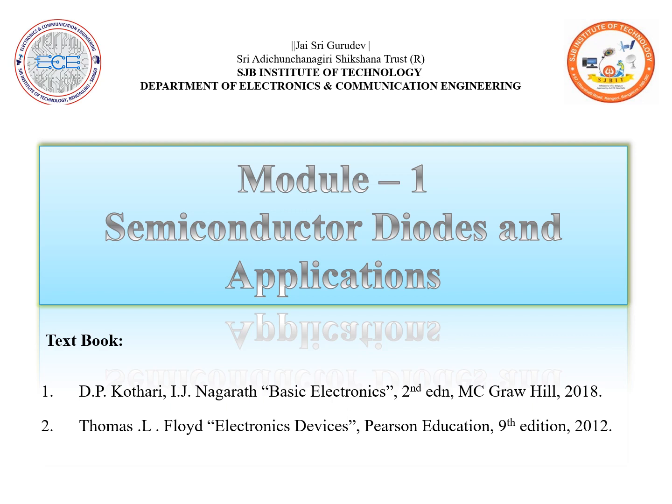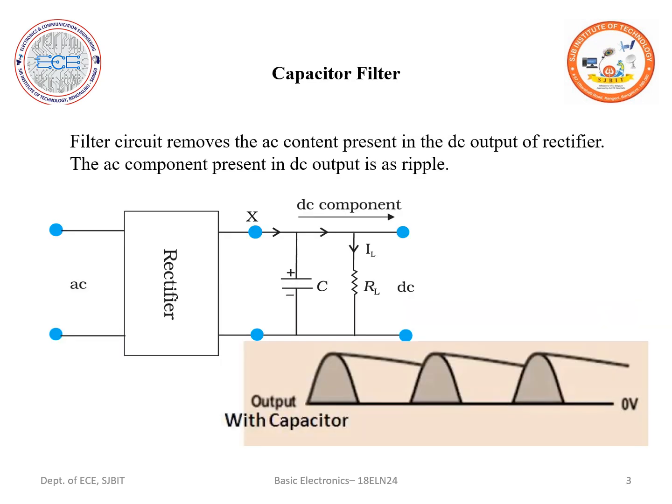In order to perform this, we are going to have a circuit which we call a filter. Now, what is a filter? A filter is a circuit which is going to remove the AC component which is present in the DC output of the rectifier.